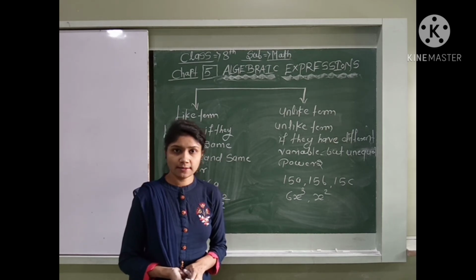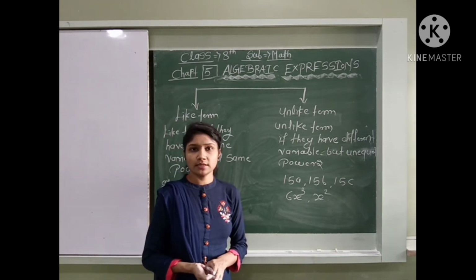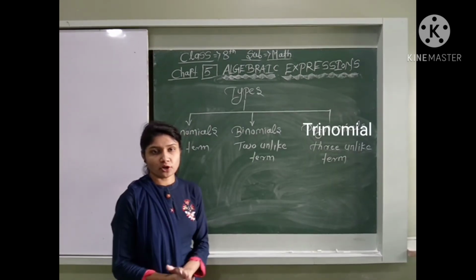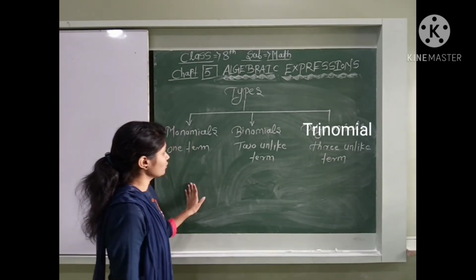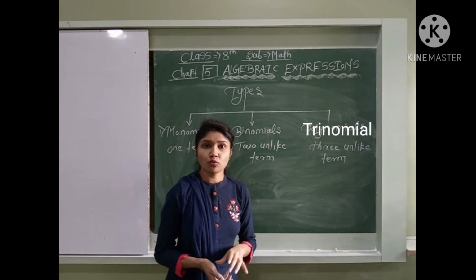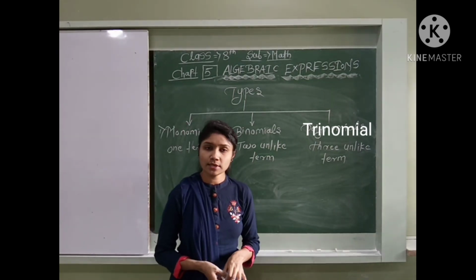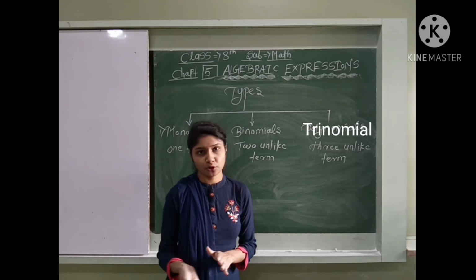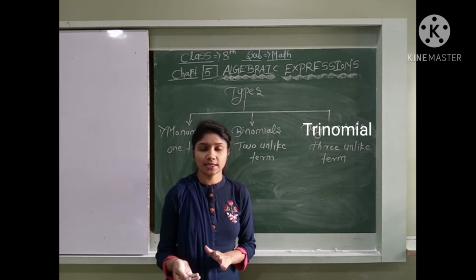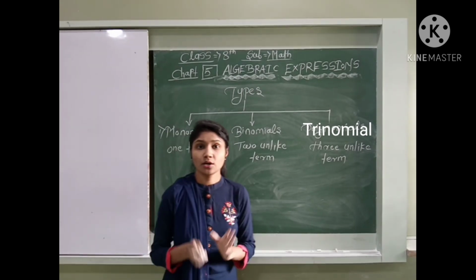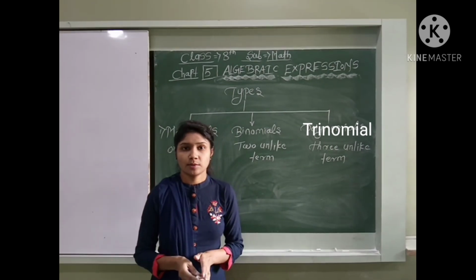Okay, student? Now, next we have to look at the types of algebraic expression. Which types do we have here? The first one is a monomial. What is meant by monomial? An algebraic expression is said to be a monomial if it contains only one term. If it contains only one term, then it is called a monomial algebraic expression.